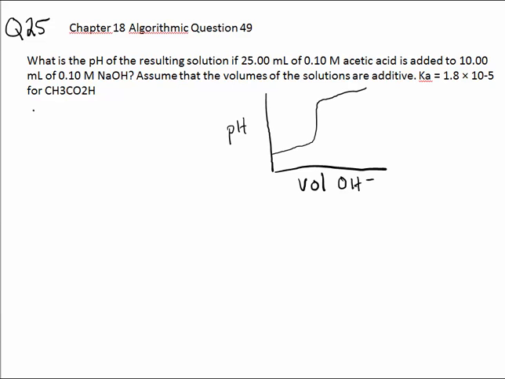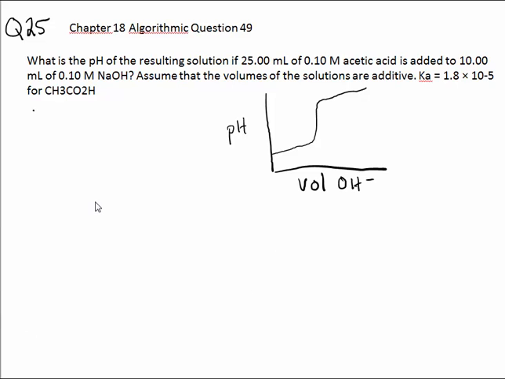So we'll finish this off with question 25, which is probably going to be the longest calculation we do. What is the pH of the resulting solution if 25 milliliters of 0.1 molar acetic acid is added to 10 milliliters of 0.1 molar sodium hydroxide? And then it tells us that the Ka for that acetic acid is 1.8 times 10 to the minus fifth.